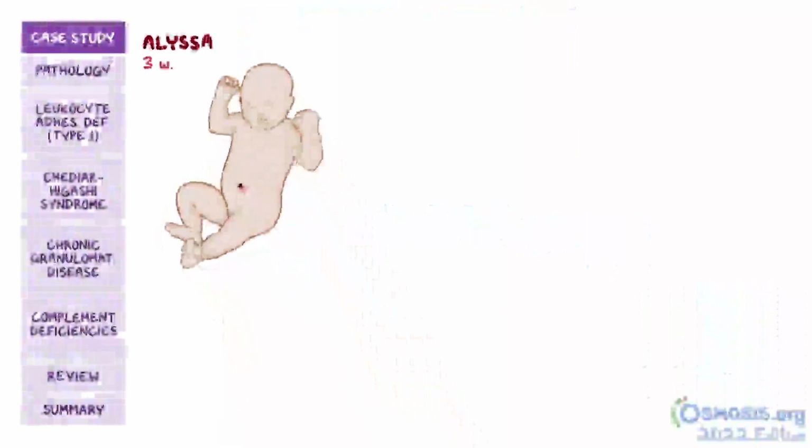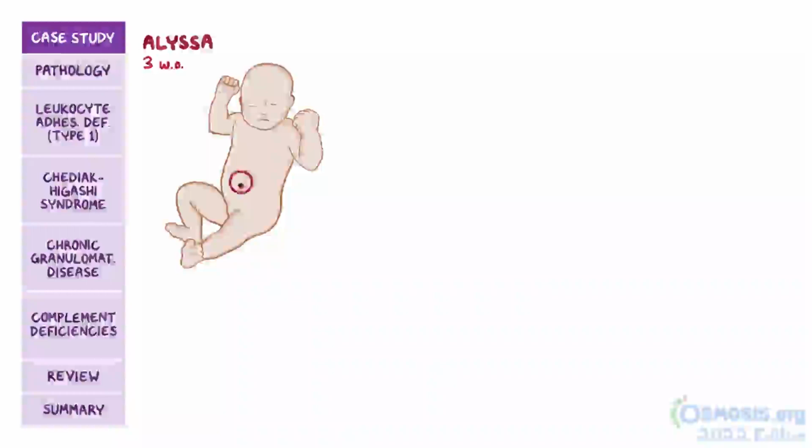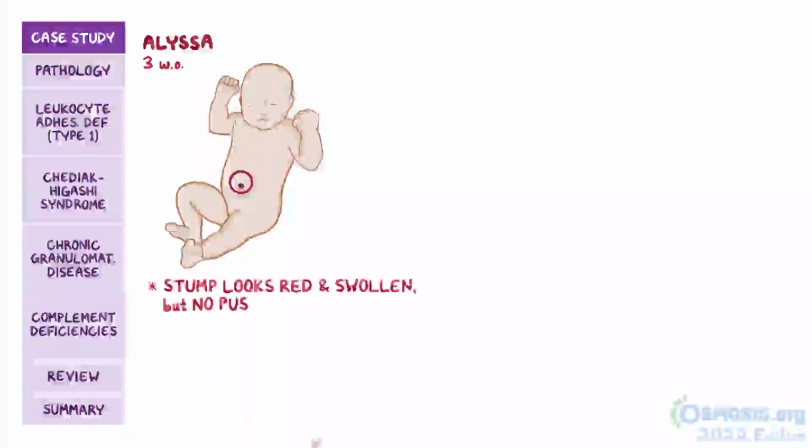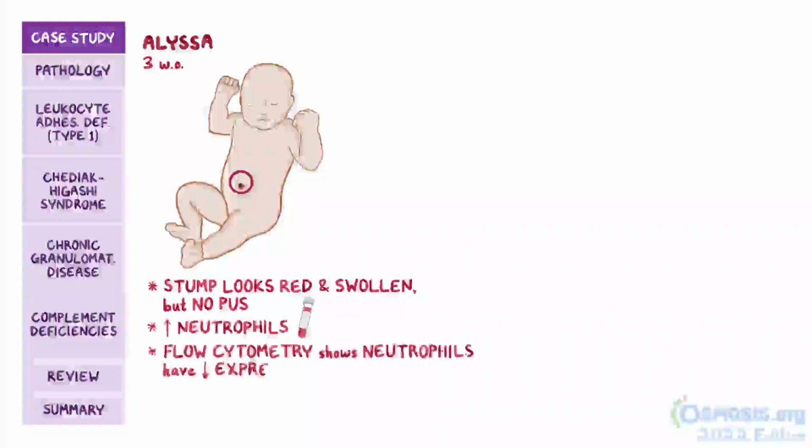Alyssa is a 3-week-old newborn baby girl that's brought to the clinic by her parents. They're a bit concerned because they've noticed that Alyssa's umbilical cord stump hasn't fallen off yet. On physical examination, you notice that the stump looks red and swollen, but there's no pus. You decide to run a blood test, which reveals an increased level of neutrophils. Finally, you perform flow cytometry, which shows that these neutrophils have reduced expression of CD18.